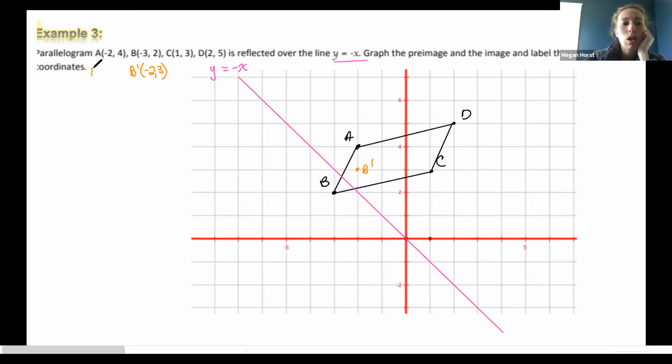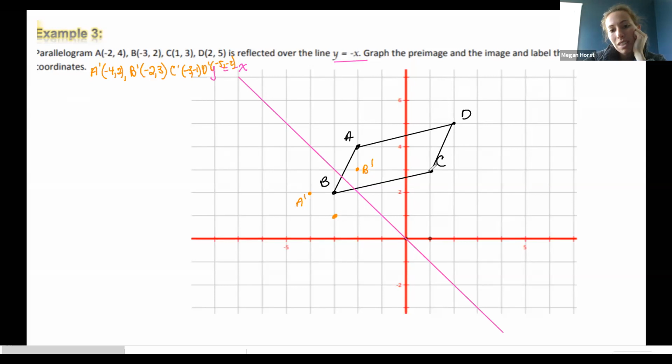I'm going to go over here and just follow the rule from the previous section. For all of them, I'm going to switch them and negate both of them. So this is going to now be -4, +2. C prime would be -3, -1, and D prime would be -5, -2. So A prime should be -4, +2. Notice it's about along the diagonal, a space away, along the diagonal, a space away, so that's A prime. C prime should be -3, -1.